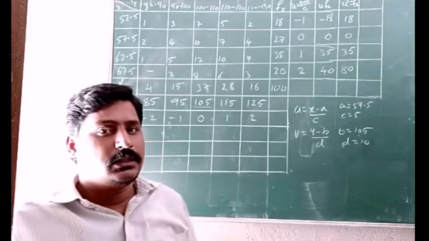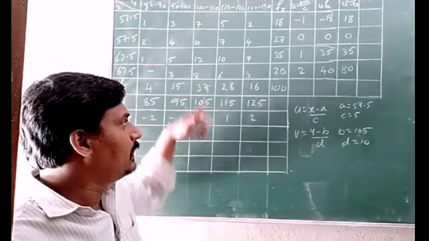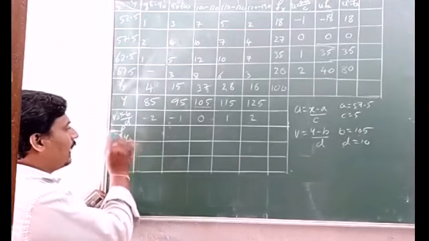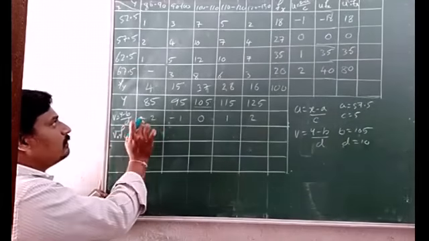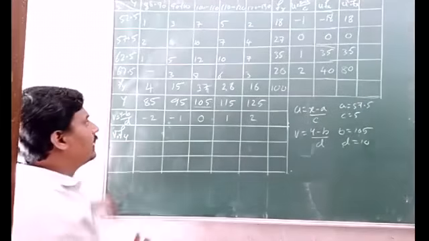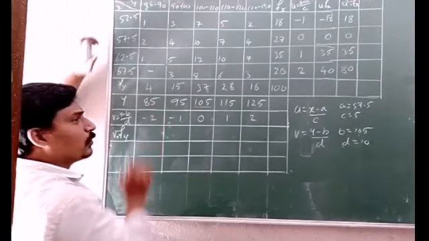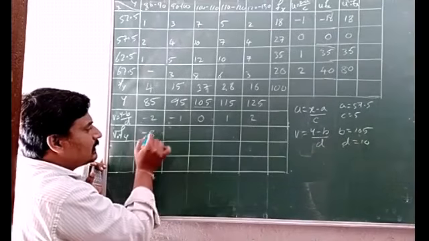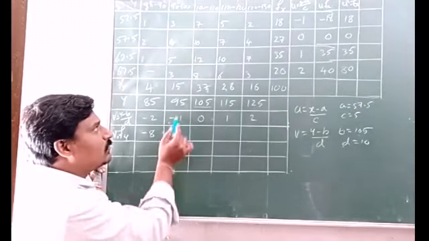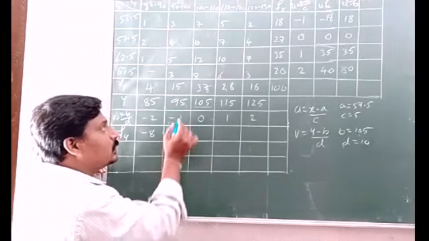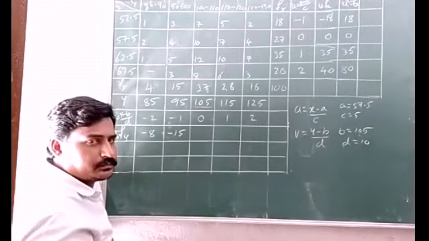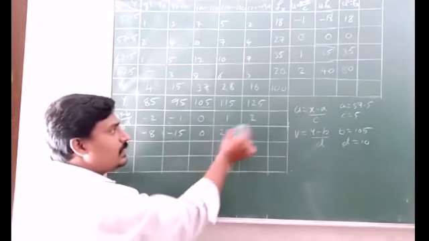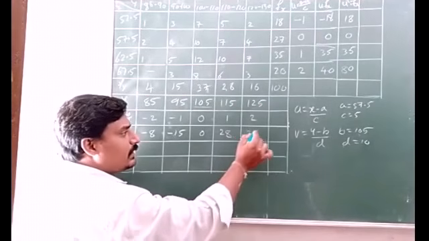Next column is V column into frequency of Y column. That is VFY. That is V column into FY column. So here minus 2 into 4. So minus into plus minus 2 into 4, 8. That is minus 8. Next minus 1 into 15. Minus into minus plus 1 into 15, 15. Then 0 into 37, 0. 1 into 28, 28. 2 into 16, 32.